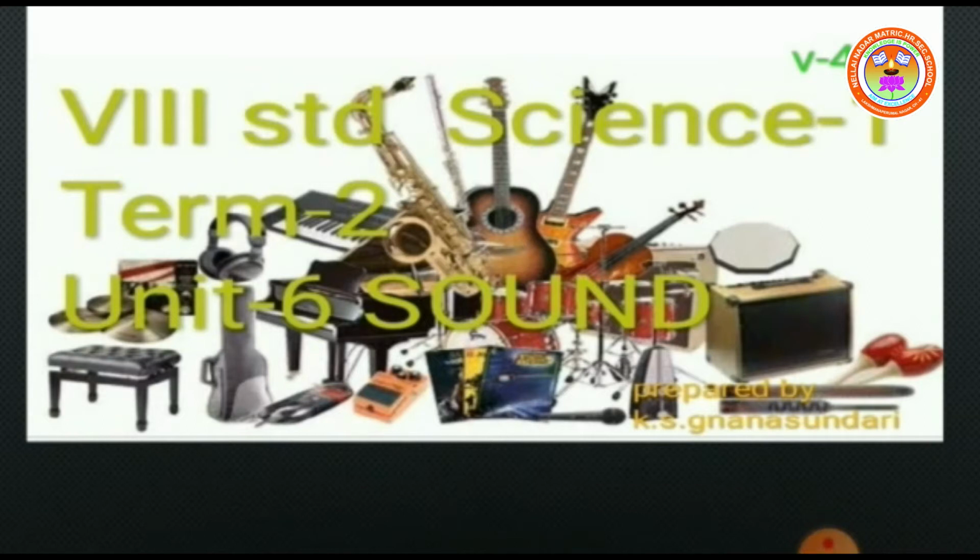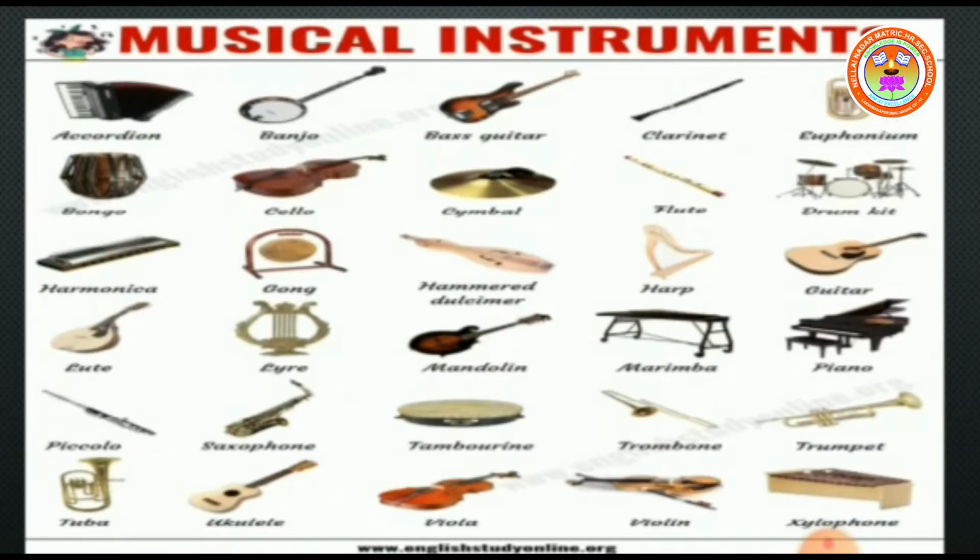8th Standard Science 1, Term 2, Unit 6, Sound. In the previous class, we discussed types of mechanical waves, transverse waves and longitudinal waves, properties of sound, loudness, pitch, quality or timbre, audibility range, and infrasonic and ultrasonic sound. Today in class, we are going to discuss musical instruments.